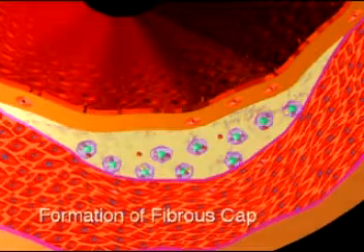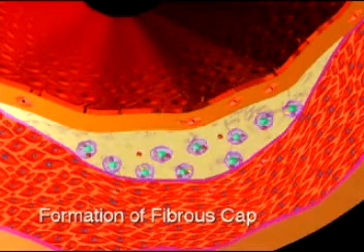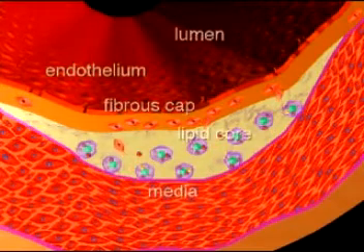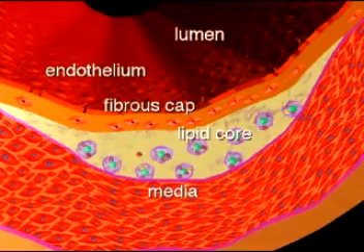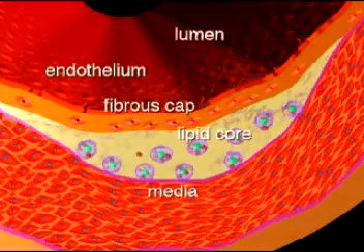Lesion complication begins when the smooth muscle cells in the intima begin to divide and secrete extracellular matrix molecules, such as collagen. Other smooth muscle cells will penetrate into the intima from the media, where they will join the other smooth muscle cells in forming a fibrous cap overlying the lipid core.